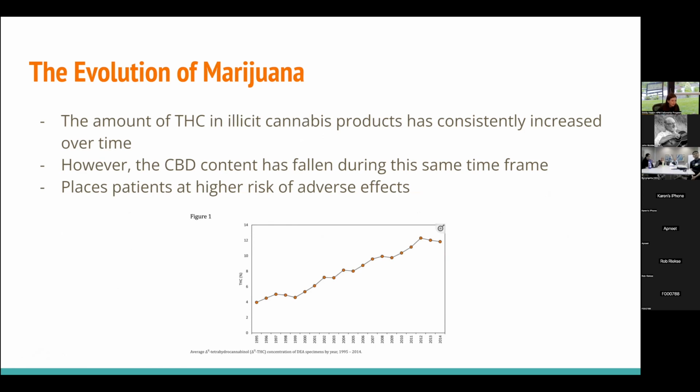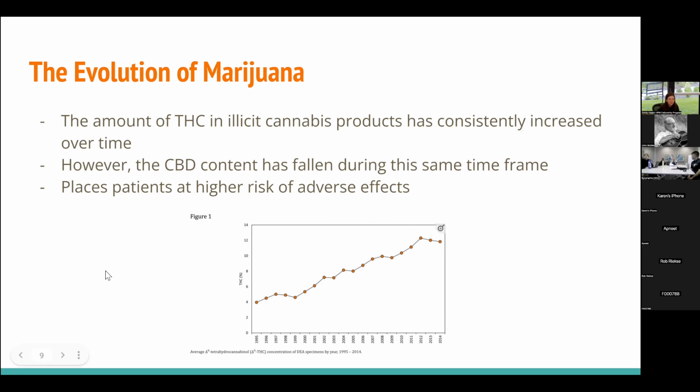Ryan, I thought of you for this, but during the same time period, the authors in the study demonstrated correlating increased drug-related ED visits. So as the THC concentration in plants increased over time, more patients were going to the ED for medical side effects related to this.